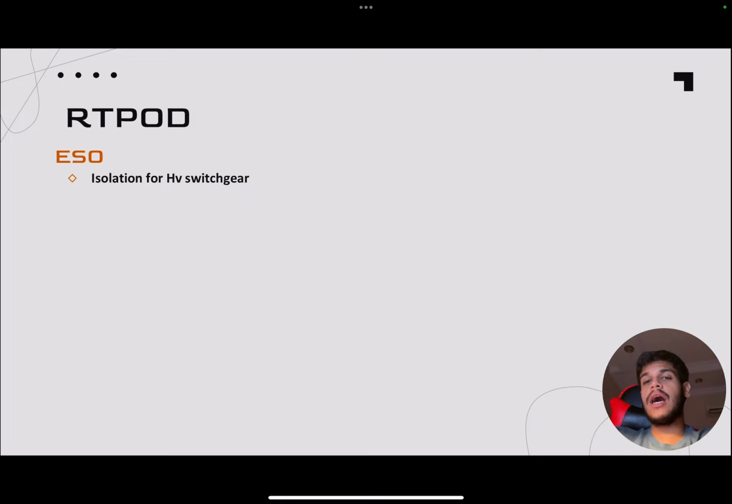So in RTBOD, we will start with the ESO. ESO, as I said, refers to electrical system operation. Their main task is to do isolation for high voltage, whether it is a switch gear, a distribution transformer, or a transmission transformer. And how do we consider high voltage in Saudi Aramco? We consider it from 4.16 kilovolts and above.